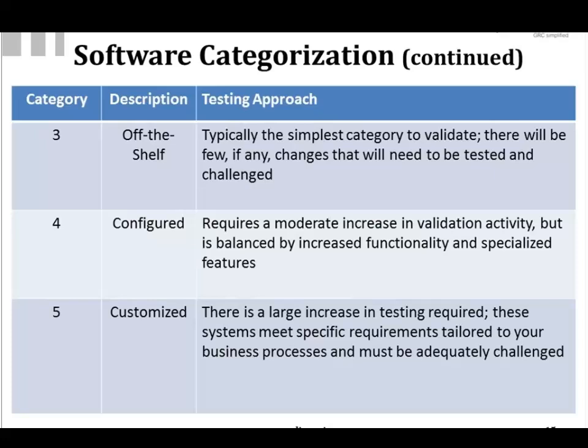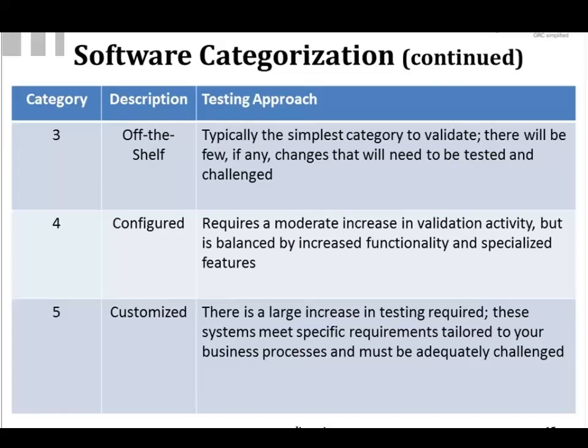Now, some software is configured. That's category 4. And that requires a moderate increase in your validation activity and testing. But you'll get some additional functionality out of it with specialized features. And configurable software is really simply giving you a software package that has parameters that can be set in different settings, and you're able to determine how you want those parameters set.